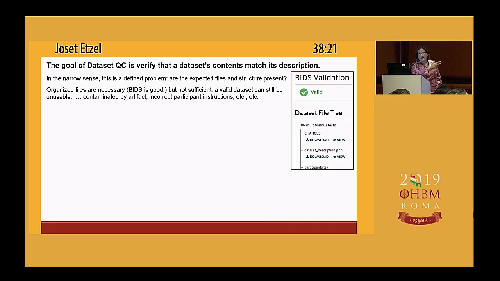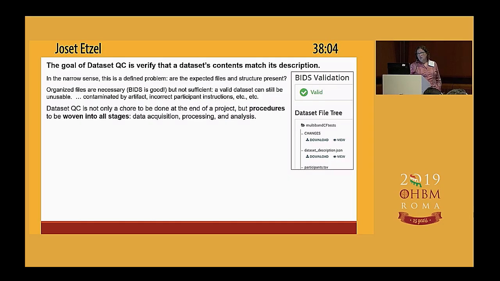It could be contaminated by some very serious artifact that you didn't find till late. You could have given the participants the wrong instructions, so you can't actually test what you had wanted to test. There's all sorts of nightmare scenarios where you can have a valid but unusable data set. So I don't see data set quality control as something that you just do at the end.